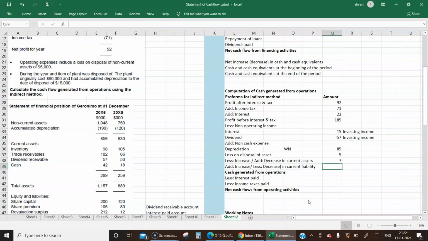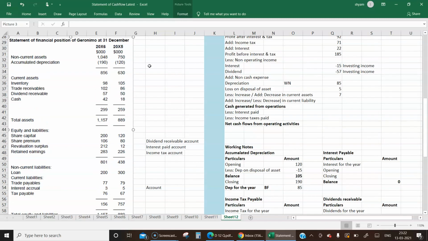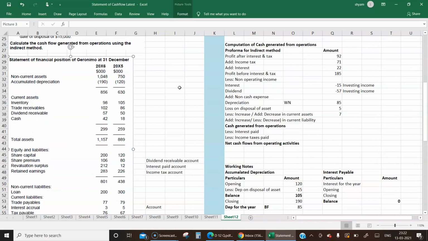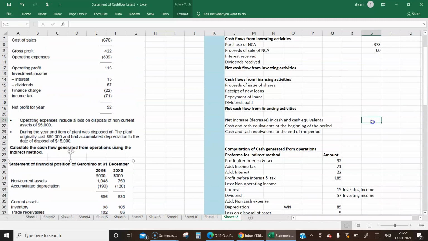So what about the liability side? I think we'll also do the liability side. But cash is there, so first we'll finish off that. Cash has an opening and closing balance. So opening is 18, closing is 42. So we'll accommodate that. Let's see whether we get that number.